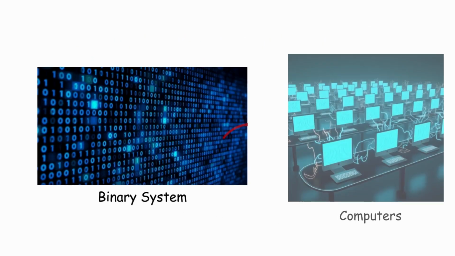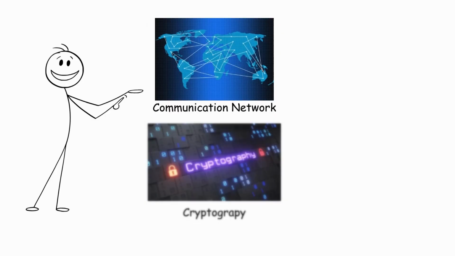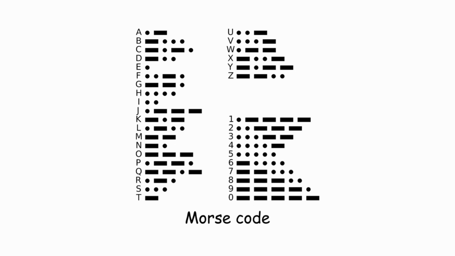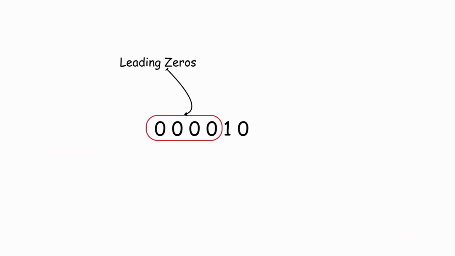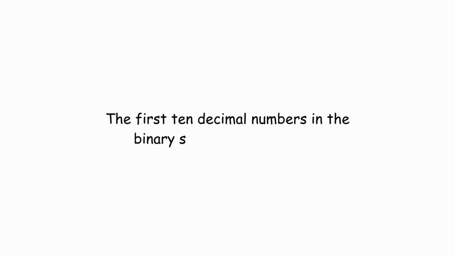The binary system is not only used in computers, but also in communication networks, cryptography, digital sensors, and more. It is also used in Morse code. In the binary system, as in the decimal system, leading zeros have no value and do not affect the number. These are used only to maintain consistent formatting. For example, 0001 in binary is the same as 1. The first 10 decimal numbers in the binary system are as follows.